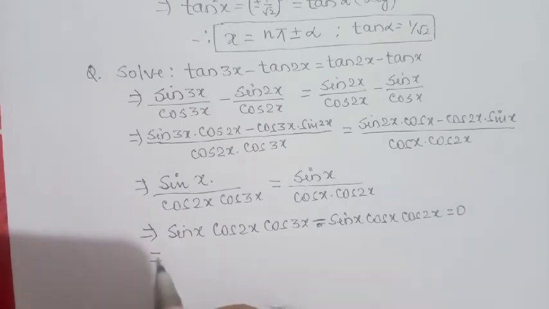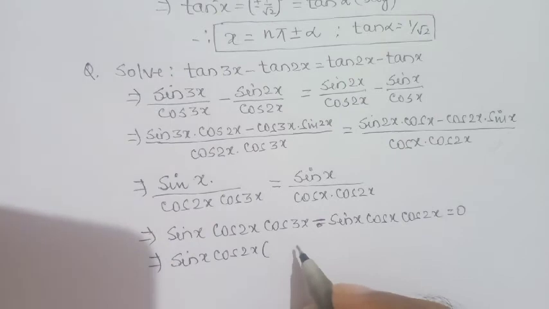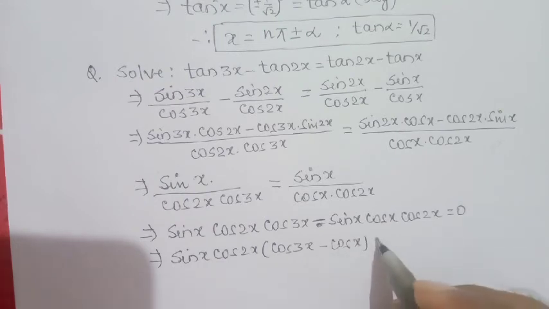What is common between them? The common term is sine x into cos 2x. So take it out, sine x into cos 2x. The term in the bracket should be cos 3x minus cos x, that is equal to 0.